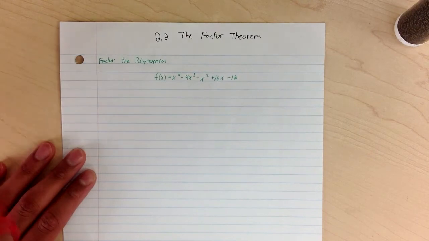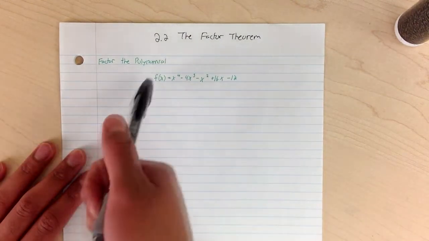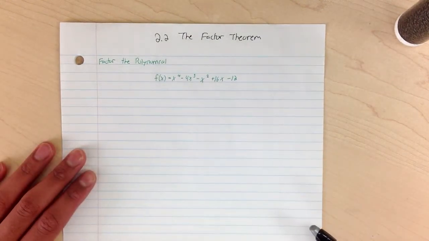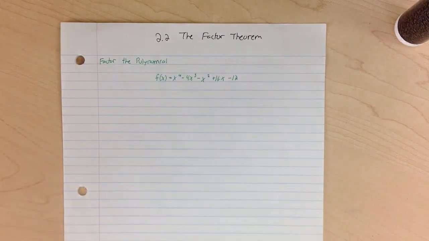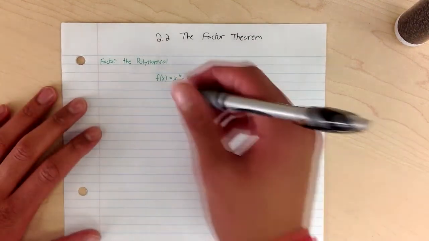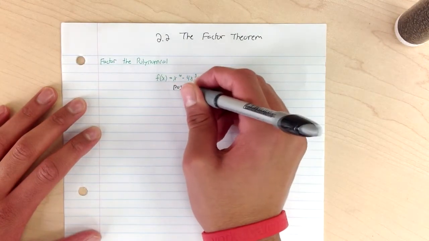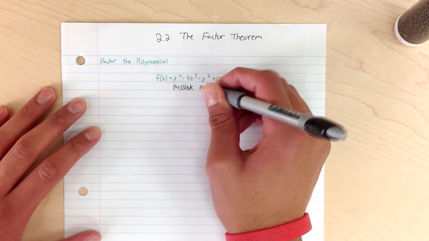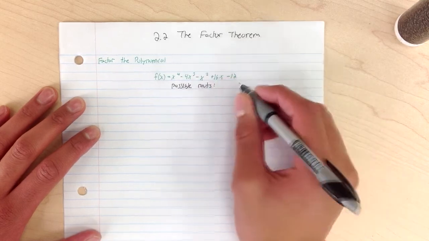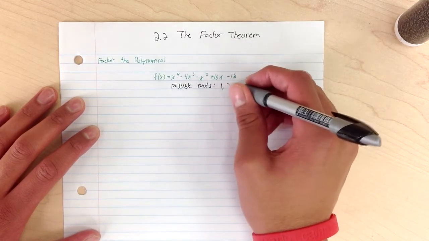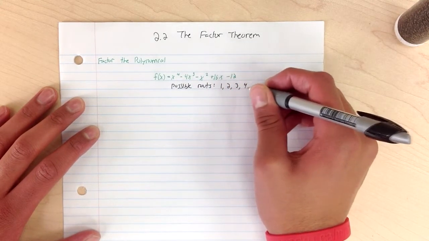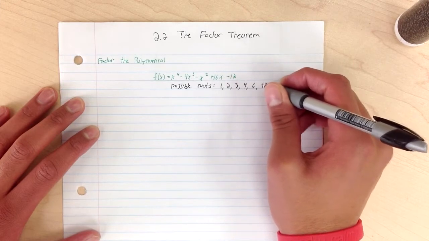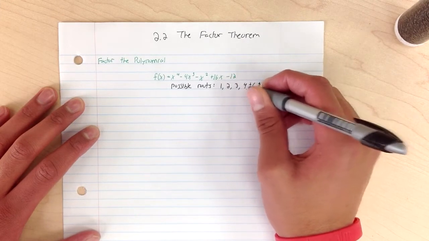I'll be doing an example of using the factor theorem. So this is a question that I have. f of x is equal to x to the power of 4 subtracted by 4x to the power of 3 minus x squared plus 16x minus 12. So to start off, we're going to find the possible roots. And these are the factors of 12. So we have 1, 2, 3, 4, 6, and 12, all positive and negative.